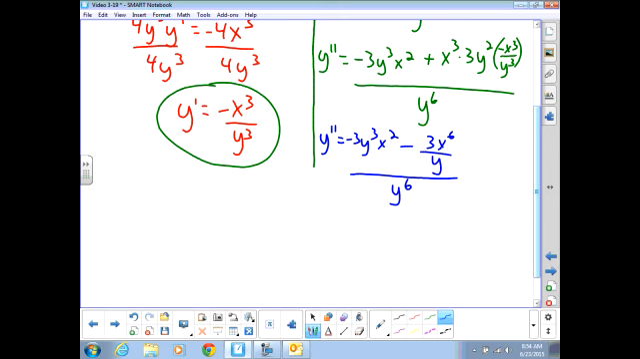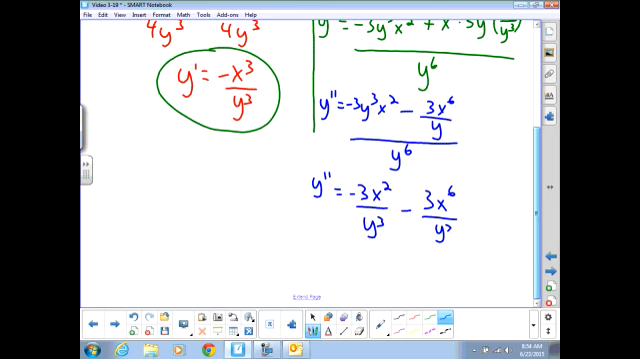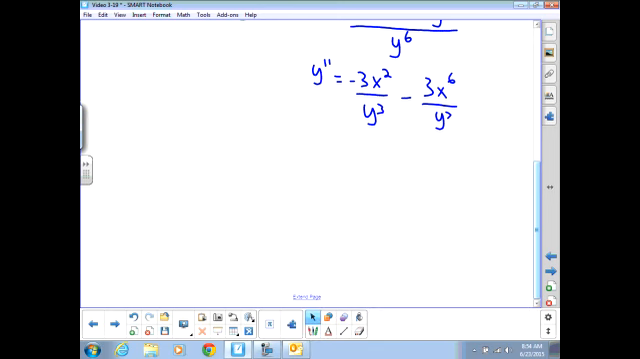Well, when you divide by y to the 6th, you're technically multiplying by 1 over y to the 6th. If we multiply that first term by 1 over y to the 6th, basically 3 of the y's cancel out, leaving us with negative 3x squared over y cubed. And then the other one, we'll have a y to the 6th times a y in the denominator, so we'll have minus 3x to the 6th over y to the 7th. We'll get a common denominator now.